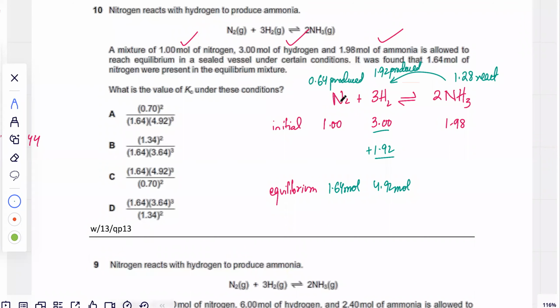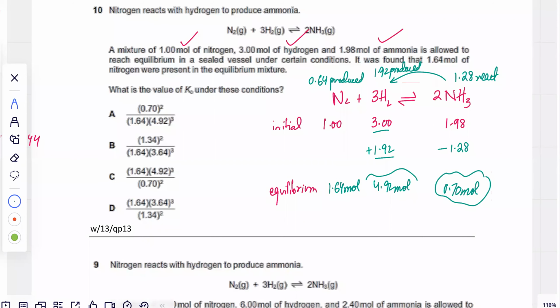Okay, according to the ratio, 1 N2 is produced when 2 NH3 react. So 0.64 of N2 must have been produced if 1.28 of NH3 must have reacted. So reacted means they're gone. So you subtract 1.28. What do you get from 1.98? It's 0.7 or what? 0.7? Yes. So you're getting 0.7 moles.